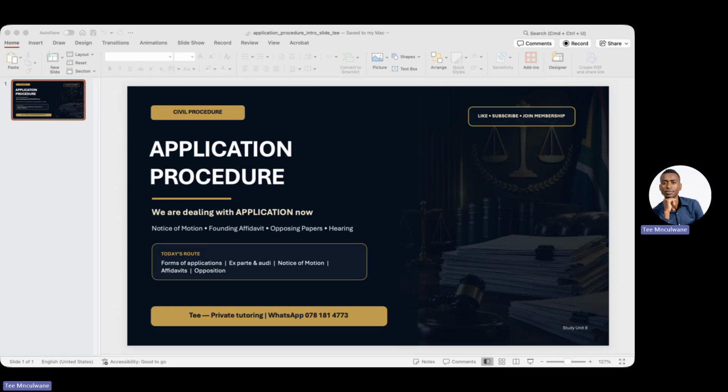the time periods for making and opposing applications, right? Now, this is where we usually get nervous because we start talking about days, but don't panic. Think of the time periods as the applicant's timetable. Let's call it an applicant's timetable.